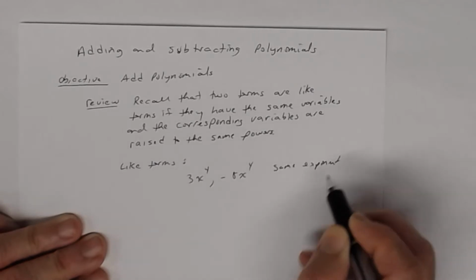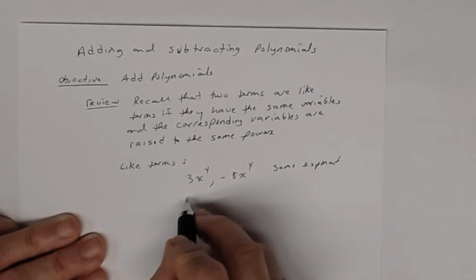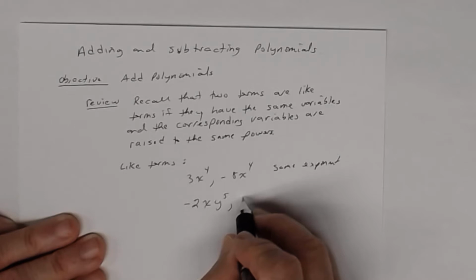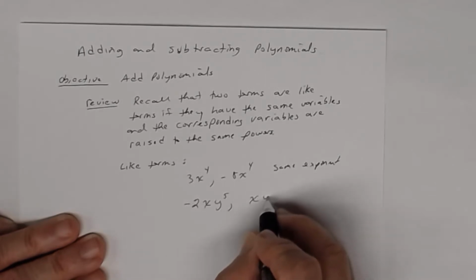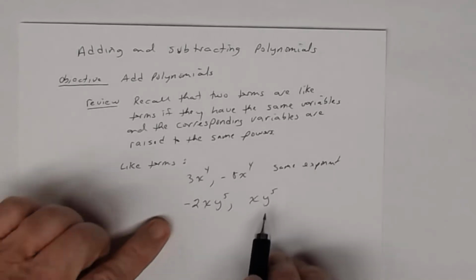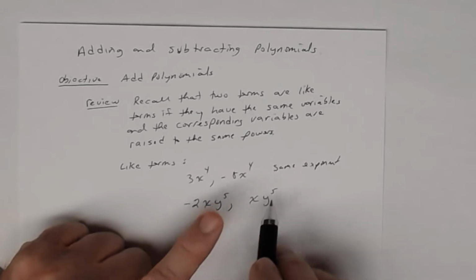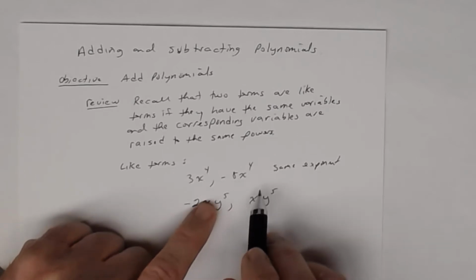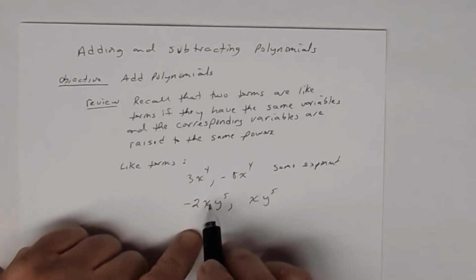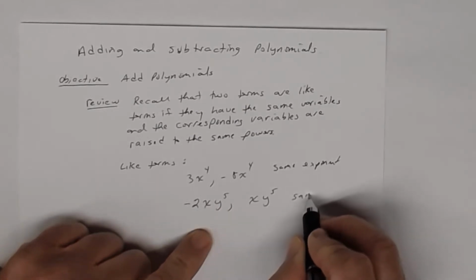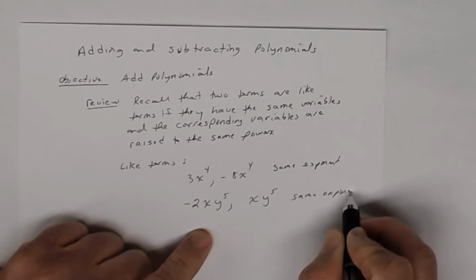And then if we look at this one, let's suppose we had negative 2xy to the fifth, comma, and let's say xy to the fifth. Notice these two terms are like terms because they both have the variable x and they both have the variable y, and the corresponding powers for the x's are both the same. They're both 1s. And for the y's, they're both 5s. So same exponent for the corresponding variables.